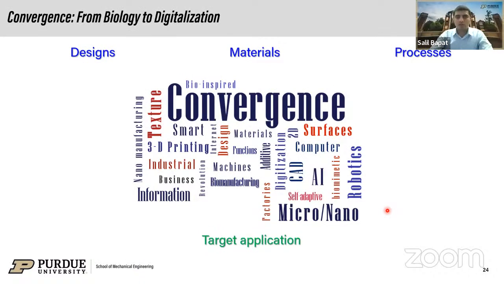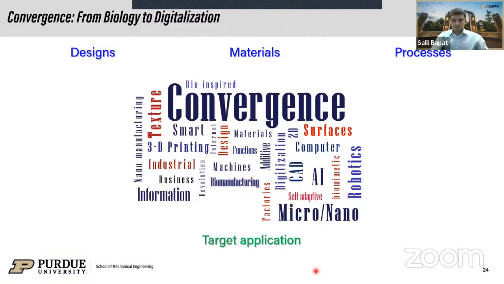And just a quick recap, a pictorial view of what I just described: you're looking into designs from biology to digitalization, your designs, materials, and processes, through multiple tools that are available to you. Tools are, for example, 3D printing, different types of machines, artificial intelligence, robotics, digitization, and all that. So these are your tools. You're going from designs, materials, and processes to a specific target population that is now customizable.